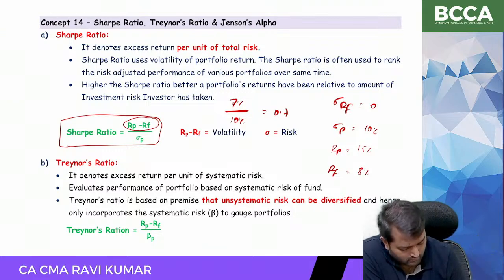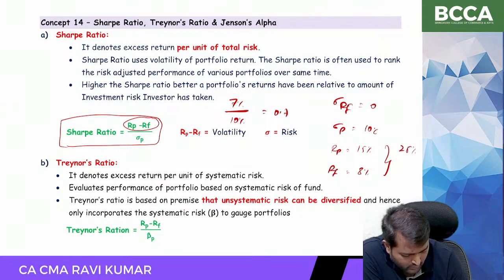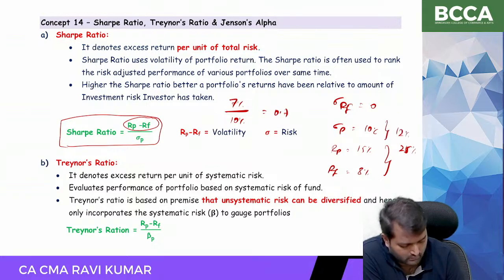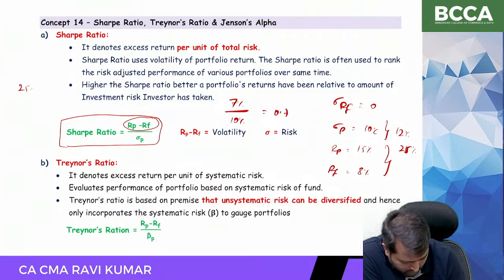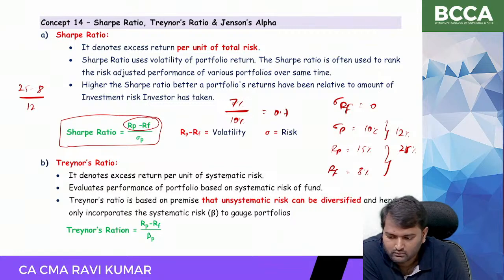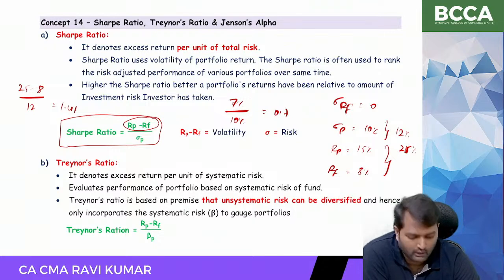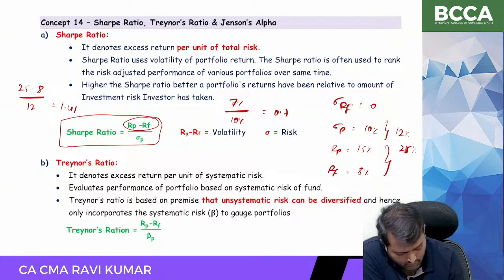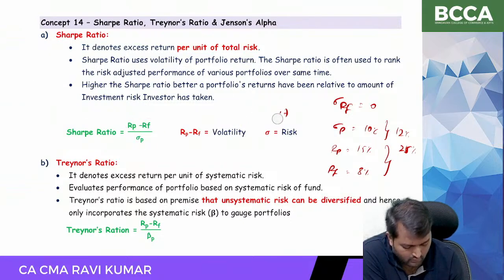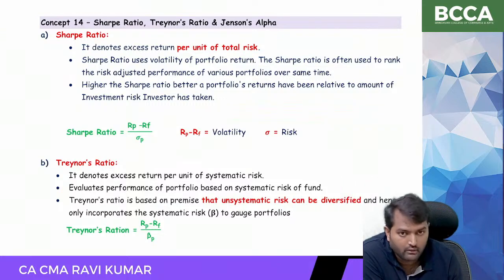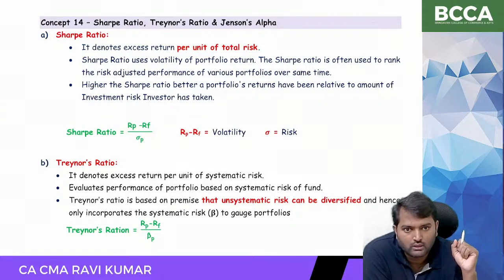For example, the other security is giving 25% return and the risk is 12%. Then what is your answer? What is the excess return you are getting? The excess return is 25 minus 8 divided by 12. So which security is best? Second one. Higher the Sharpe ratio, better it is. Clear? So the mutual fund manager will decide which security should be selected based on the Sharpe ratio.